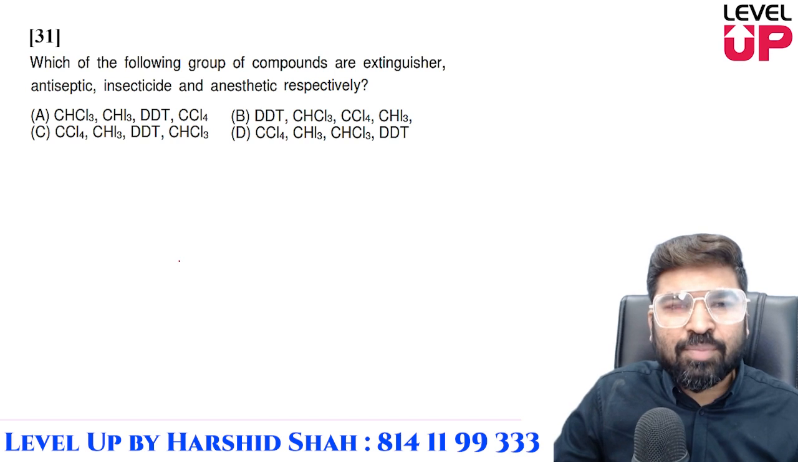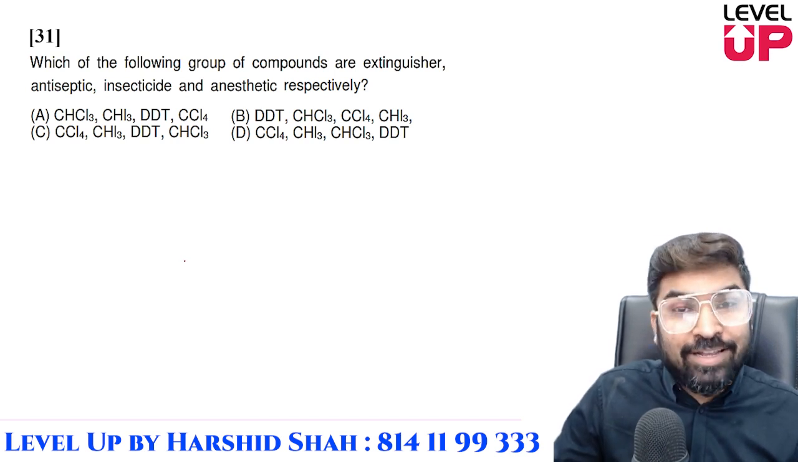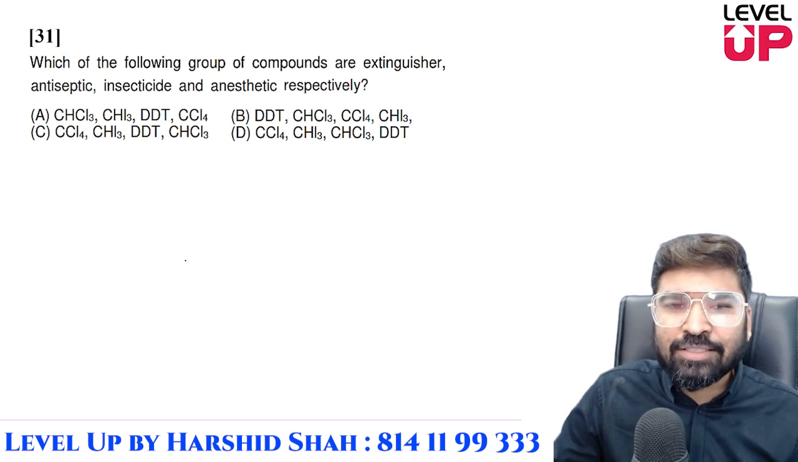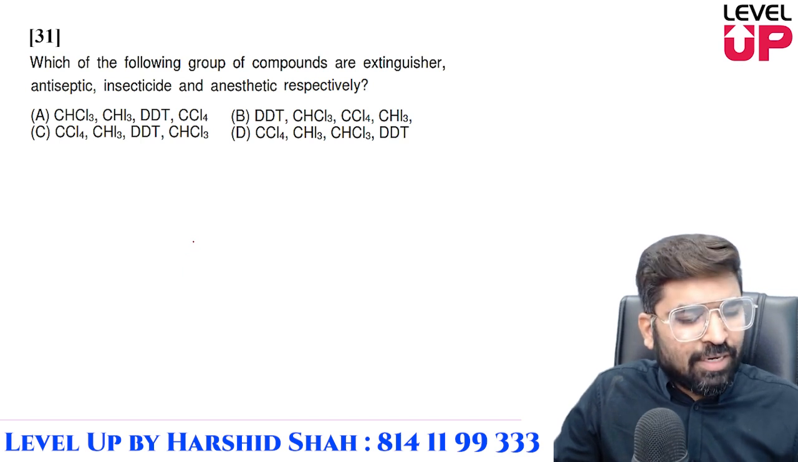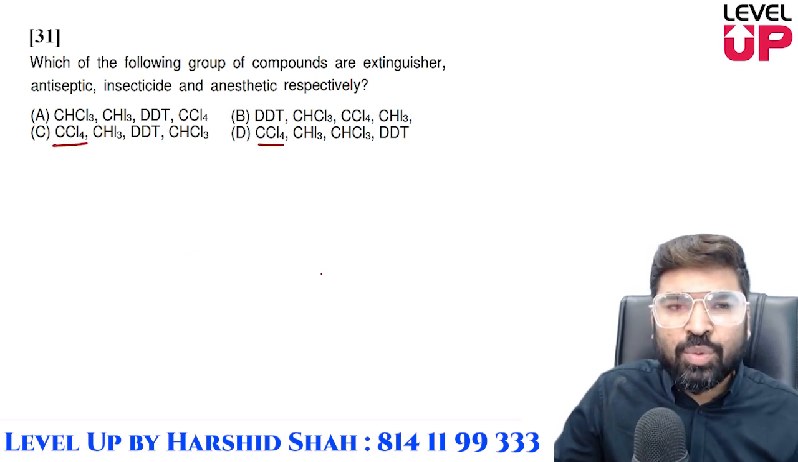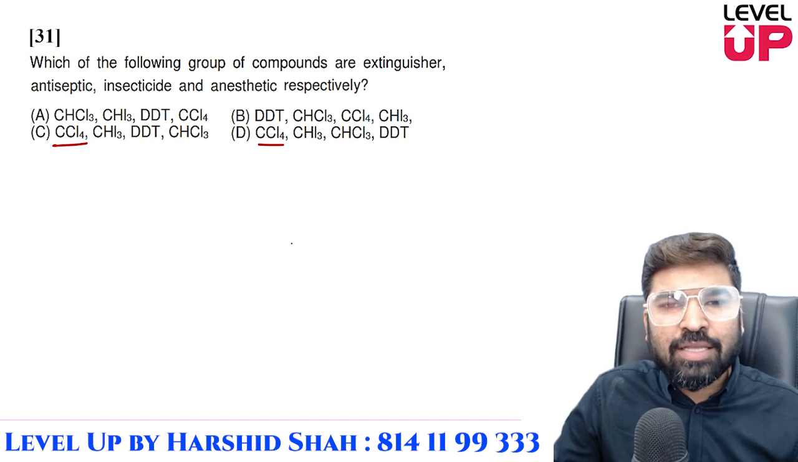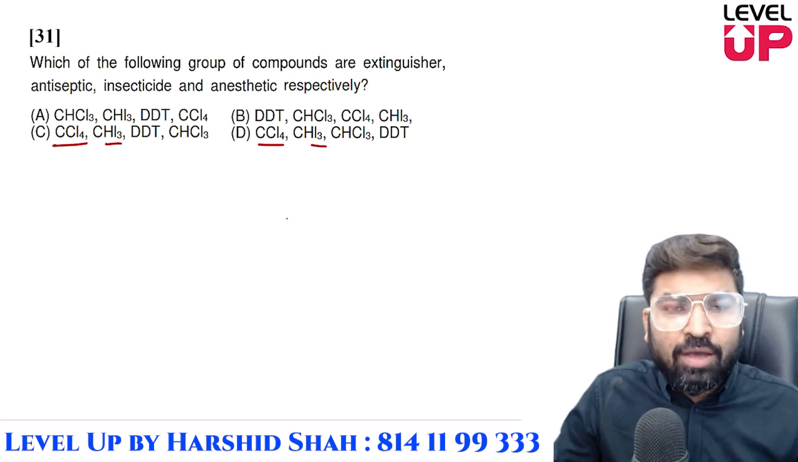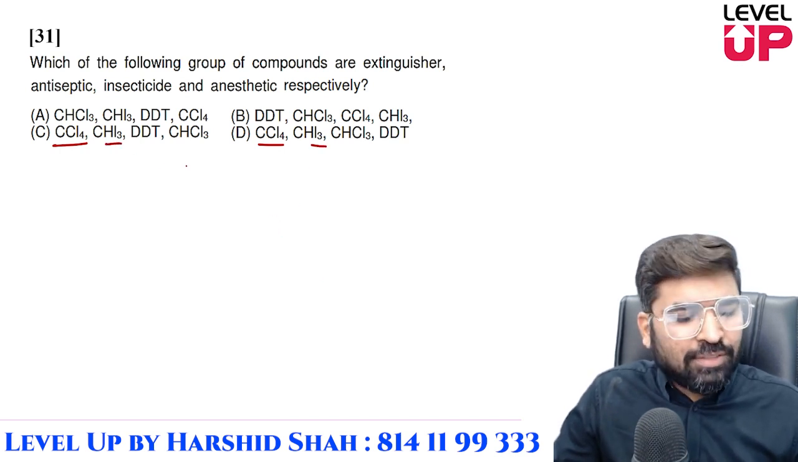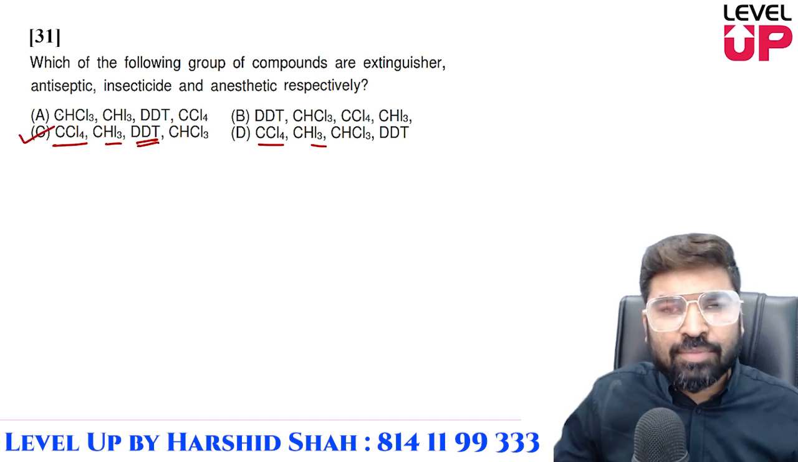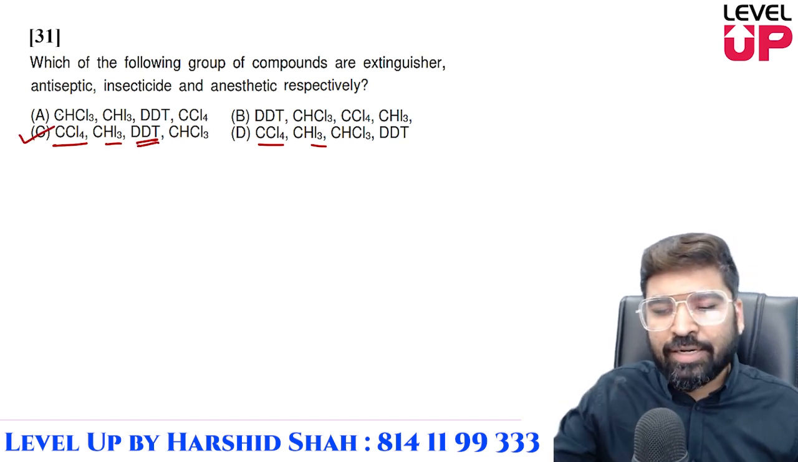not R, not S. Which of the following groups of compounds are extinguisher, antiseptic, insecticide, and anesthetic respectively? First of all, the extinguisher is CCl4. Yes, that is true. CCl4 is the fire extinguisher. Number 2, antiseptic, the iodoform. Obviously, they are same. And insecticide. What is insecticide? DDT is insecticide, and the chloroform is anesthetic.